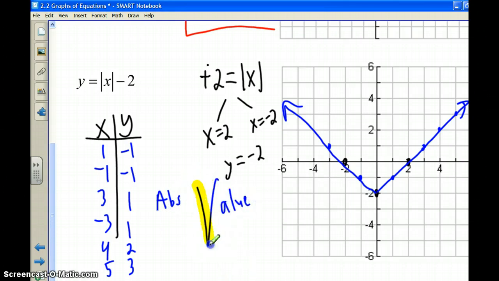That's kind of your memory trick, that the V is an absolute value. The graph will be shaped like a V. It may be a V off to the side, or a V down, or a V to the other side, but it's going to be shaped like a V.